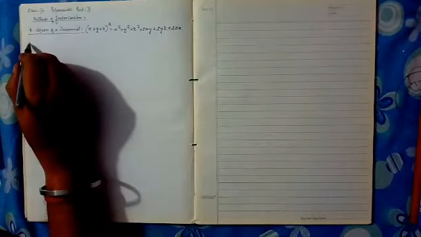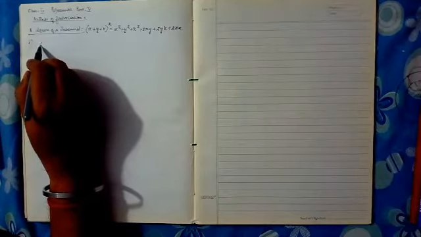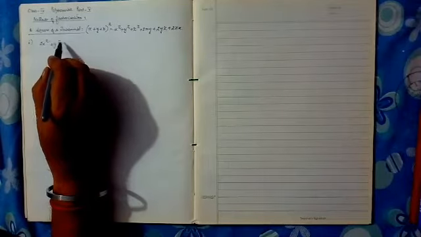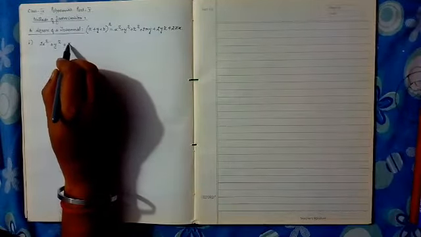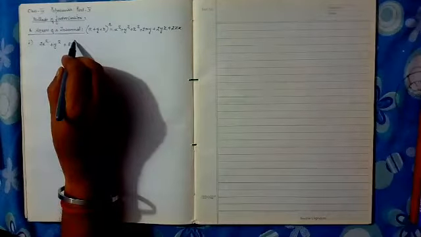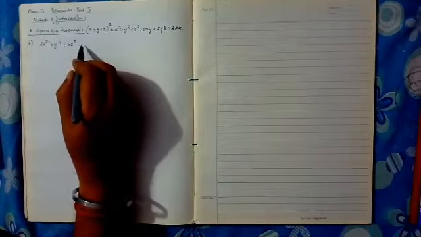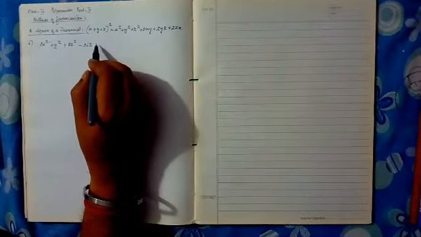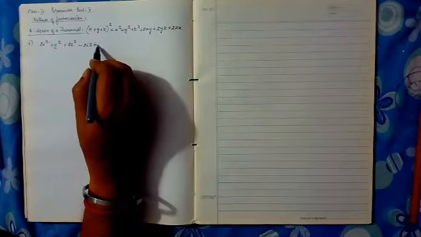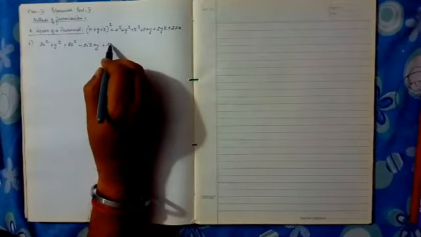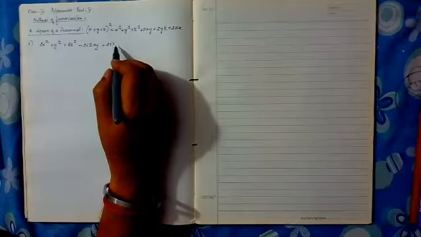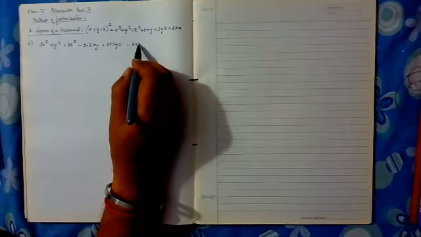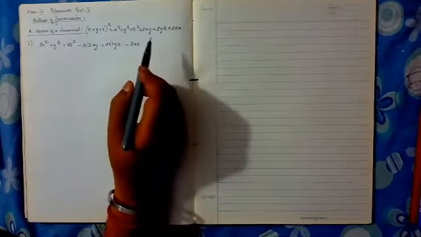Say 2x square plus y square plus 8z square minus 2 root 2 xy plus 4 root 2 yz minus 8xz. How to do this?